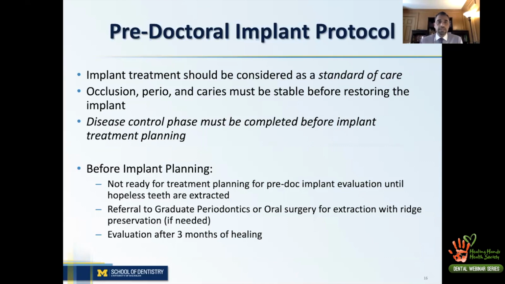We teach them that implant treatment should be considered a standard of care. So every patient that walks into the clinic, if there is an option for them to have implants, whether it falls within the pre-doctoral implant program case selection or beyond that, the student needs to give that option to the patient. They need to teach their patients about this option.